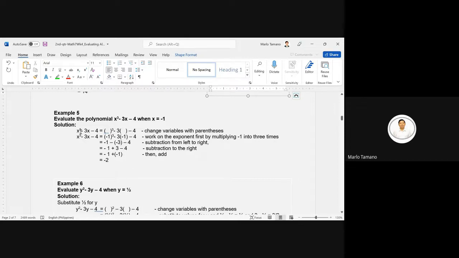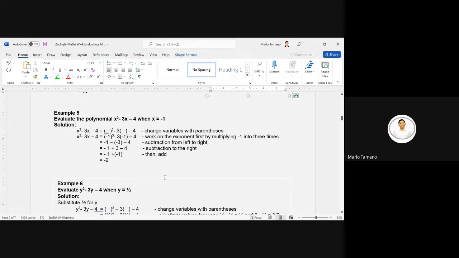Evaluate the polynomial x cubed minus 3x minus 4 when x is equal to negative 1. So, x cubed minus 3x minus 4 is equal to, syempre, parenthesis cube minus 3, open and close parenthesis, minus 4. Change variable with parenthesis. Then replace x with negative 1. Syempre cube minus 3, replace x with negative 1, minus 4.